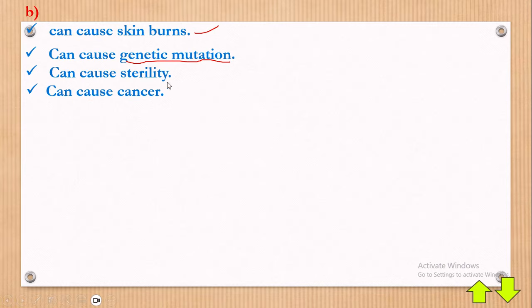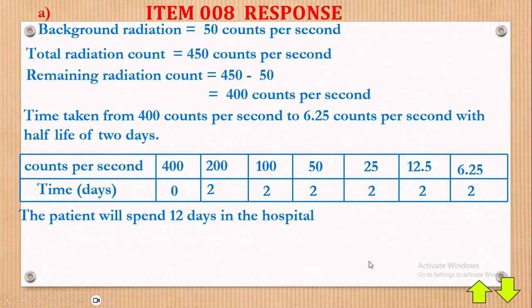So that's what we have there. It can cause genetic mutation, it can cause sterility, it can cause cancer. Please, these other ones are self-explanatory. I will not go into that. So let's go back to the question again.